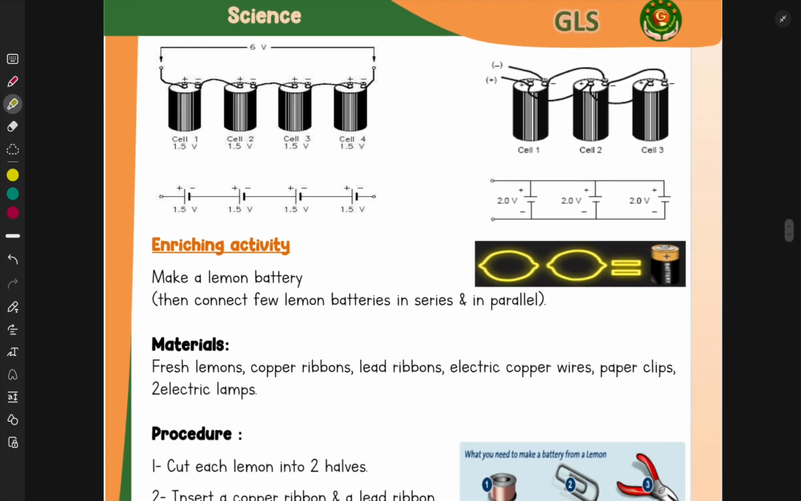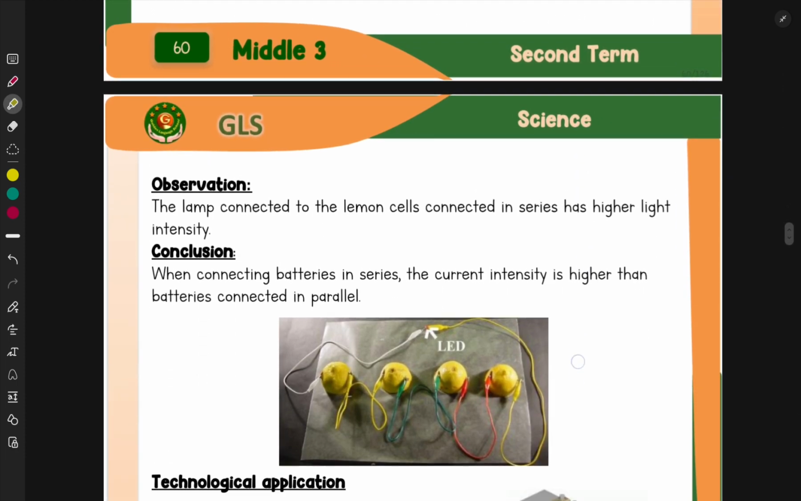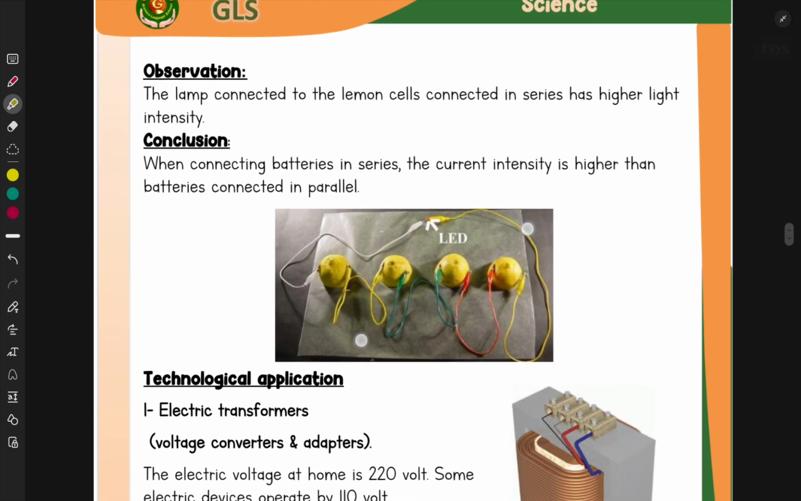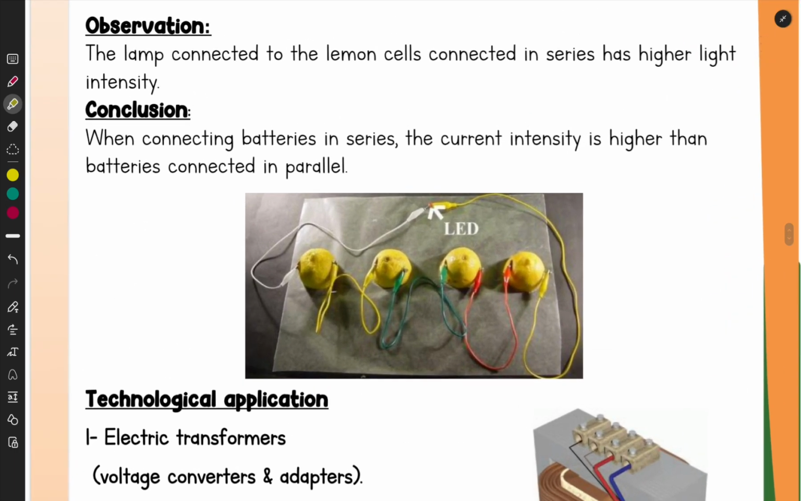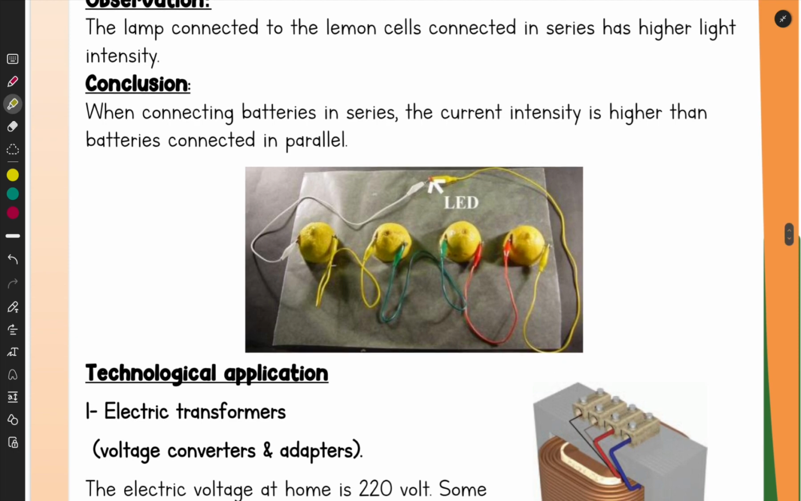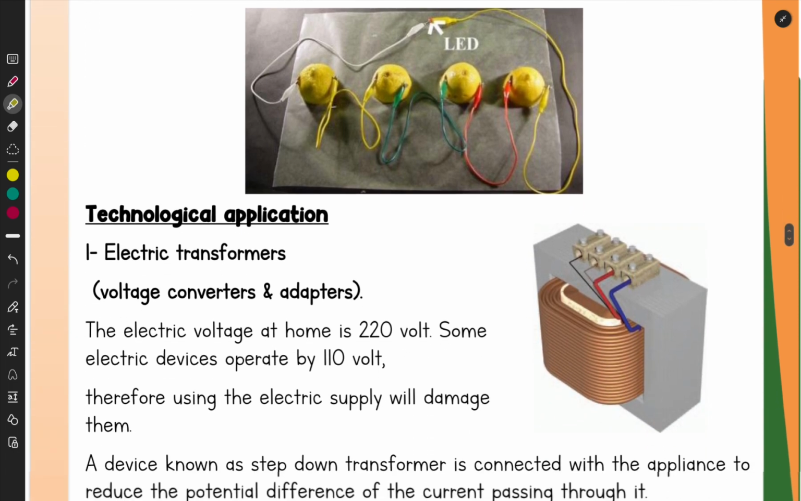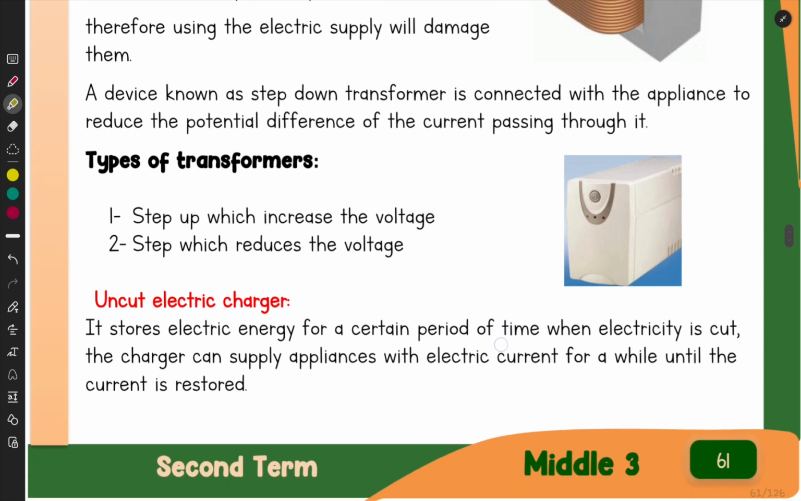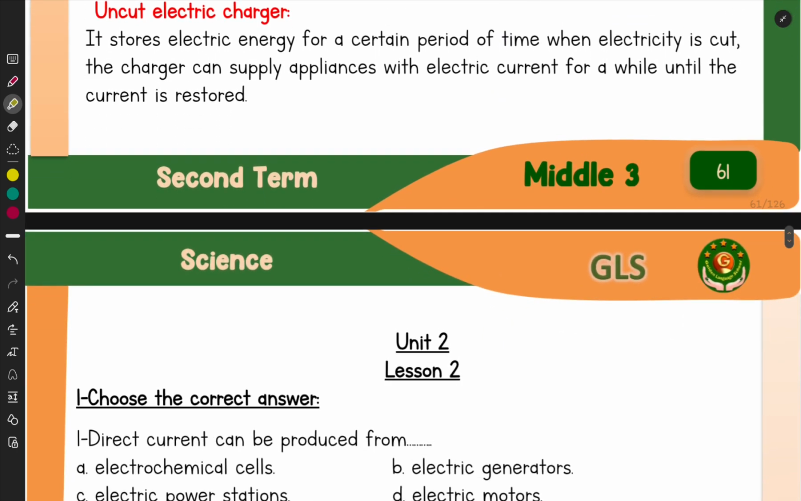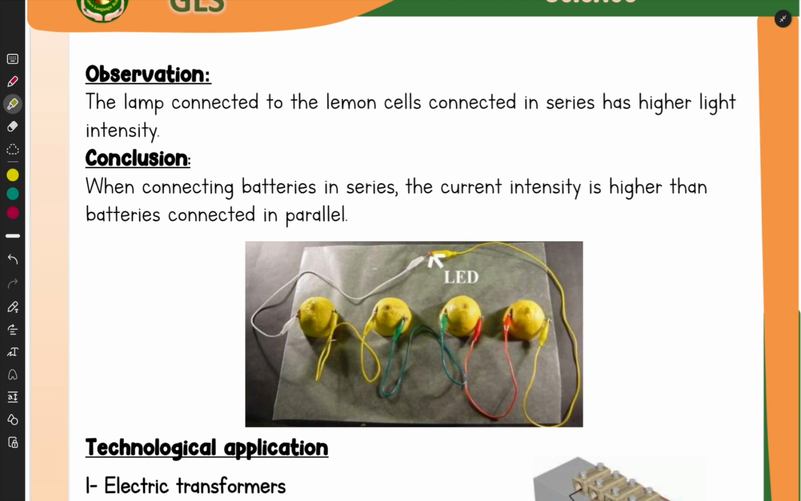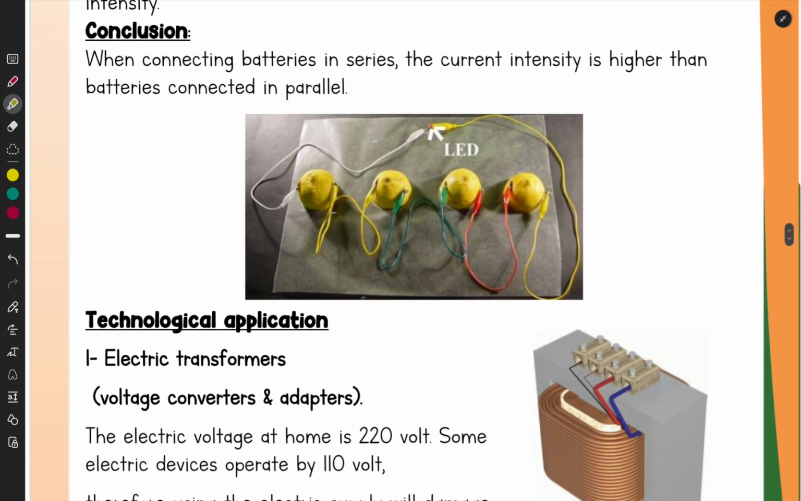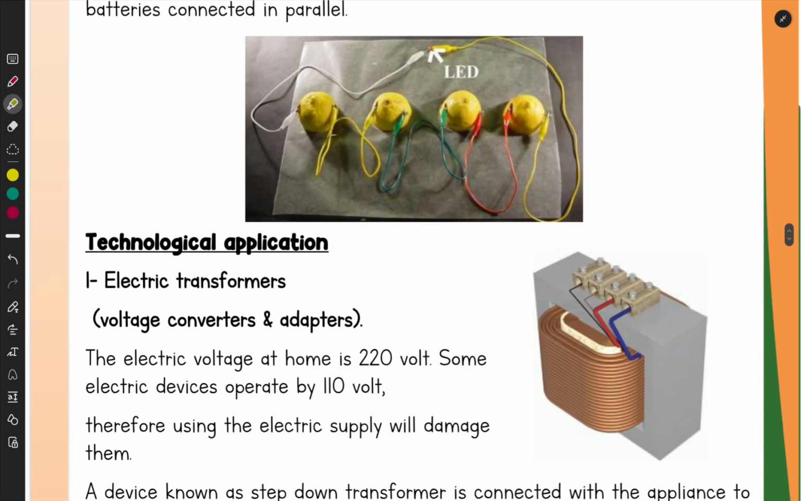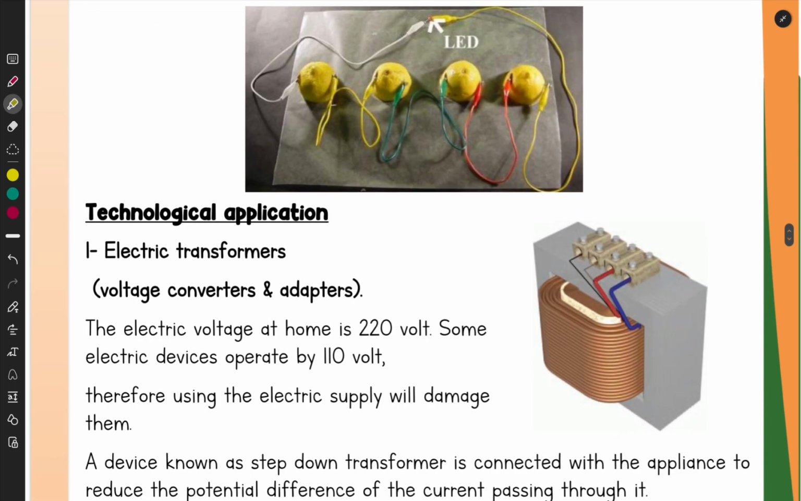Okay, let's continue. This is an enrichment experiment. As we said, we can connect many lemons. The lemons here are connected in series, as you can see, so as to make the light bulb illuminate more and more. Okay, let's continue. We said that this connection is either series or parallel. Of course, it is a series.